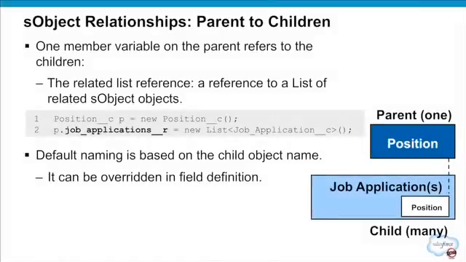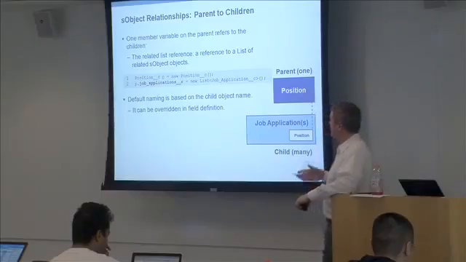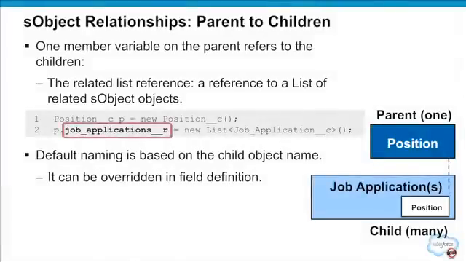The same thing goes a little bit differently in the reverse direction. When I'm on the parent, I have a list of child records. All of our relationships within Salesforce are one-to-many, so when I'm on the parent, I can have a list of children. For that reason, we create a field on the parent, in this case called job applications__r. From my position down to the job applications, this would reference a list of job application records based on the one-to-many relationship.